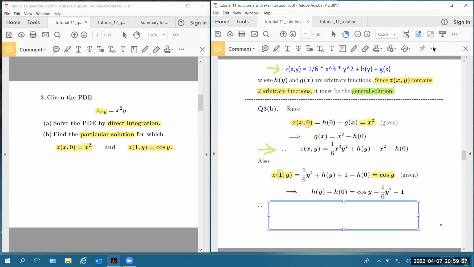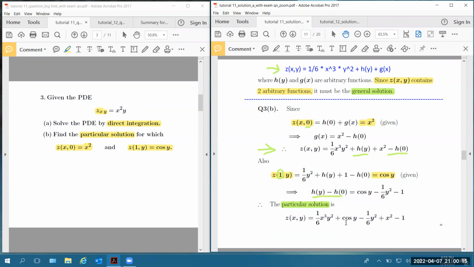And you can see why I want to get hy minus h0, right? Well, that's because I have it here. Then hy minus h0, so I can just put in this whole thing. So just put this whole thing in, and that will give me this particular solution. So this is our particular solution.